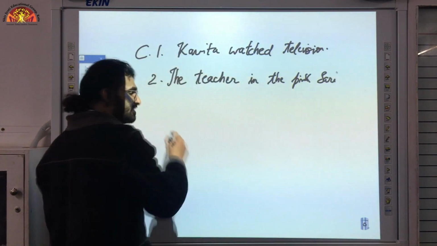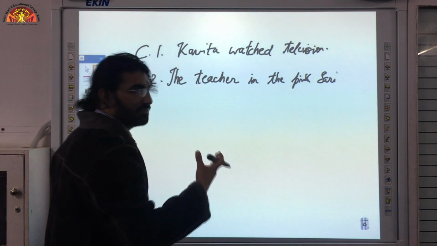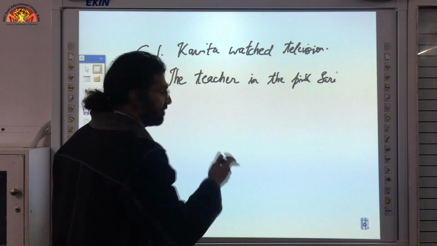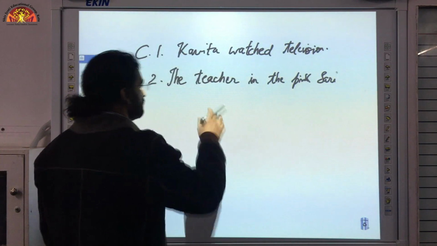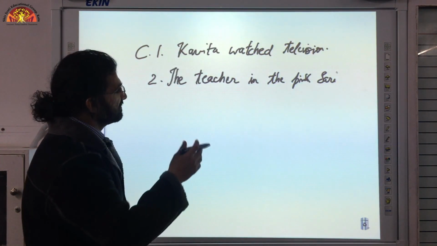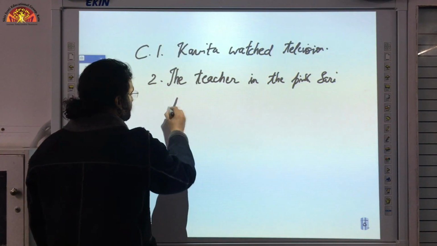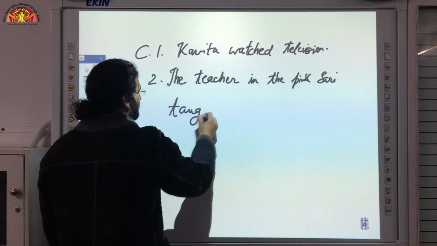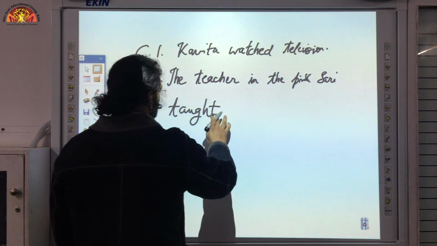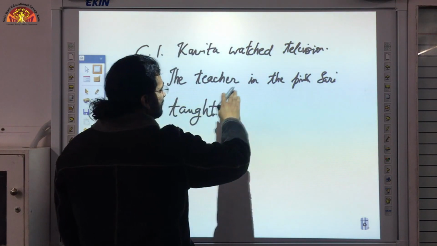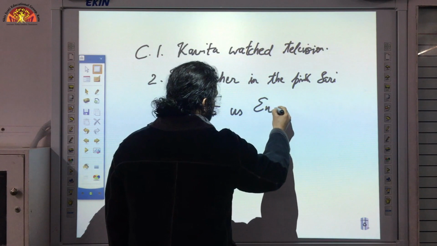Now if we write teachers here, it will become simple present tense. So if we write teachers here, this sentence will become simple present, and if we write taught here, this is simple past now. So we are going to write taught because that's what we are asked to do. The teacher in the pink sari taught us English.